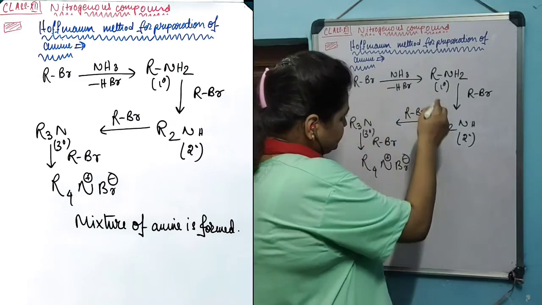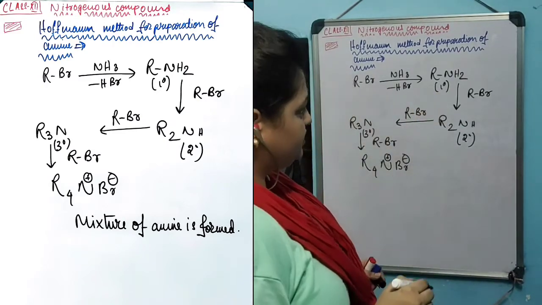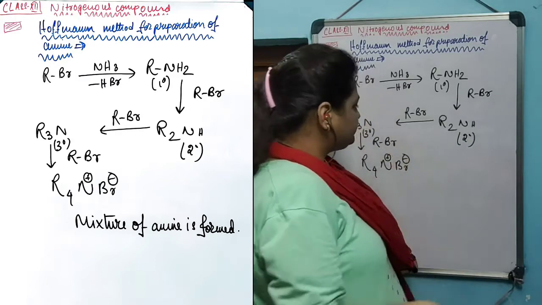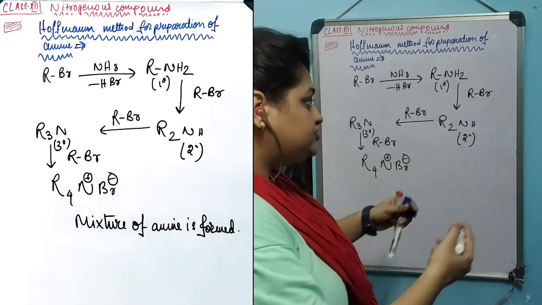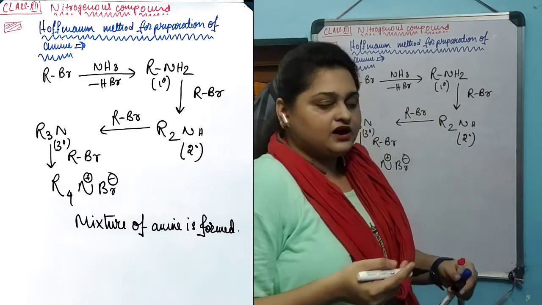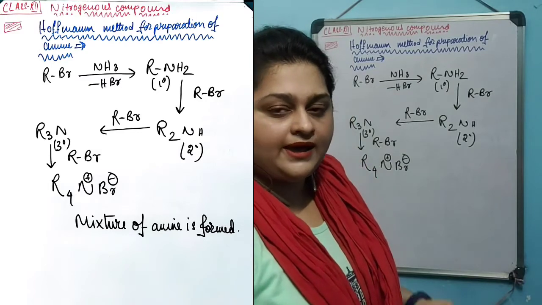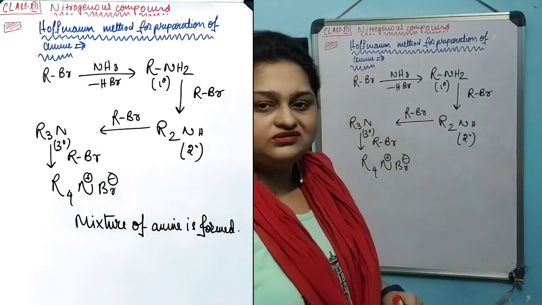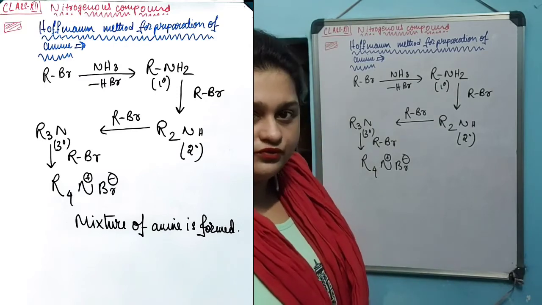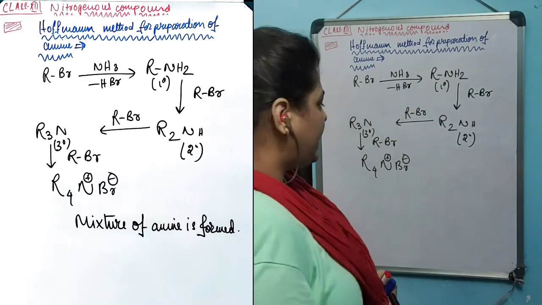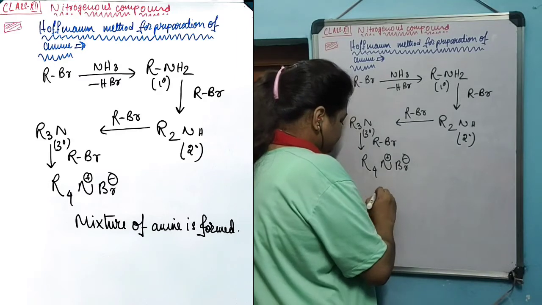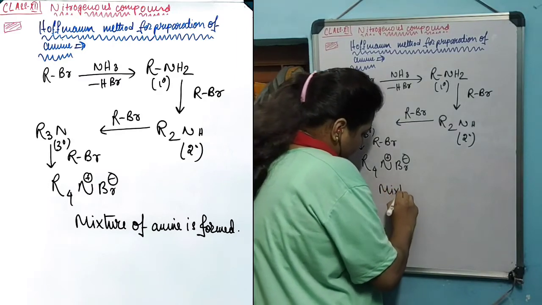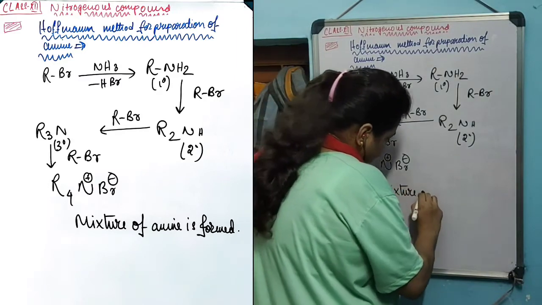Now, in this method, in each step an amine or a substituted amine is formed, which then can attack the alkyl bromide present in the medium and spontaneously react further. This method is not very useful for the preparation of 1-degree amine, as after the reaction a mixture of amines is formed.